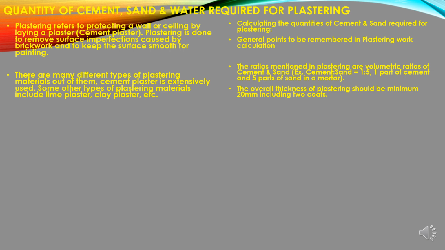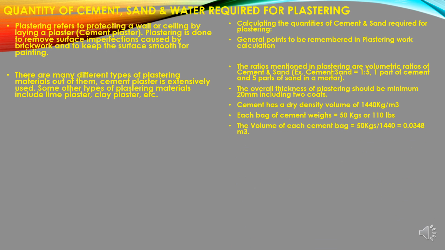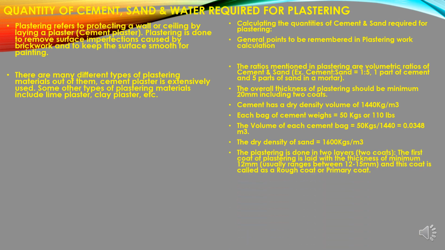The overall thickness of the plastering should be minimum 20 mm including 2 coats. Cement has a dry density of 1440 kg per cubic meter. Each bag of cement weighs 50 kg, that is 110 lbs. The volume of each cement bag is equal to 50 kg divided by 1440, which is 0.0348 cubic meter. The dry density of sand is 1600 kg per cubic meter.